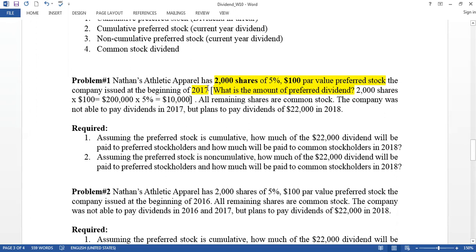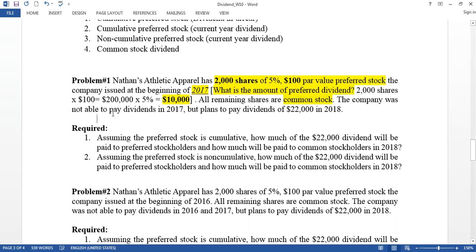Today is 2017. Look at here. You buy these shares and you know your dividend. This is the dividend you already know. Clear? All remaining shares are common stock. So 2,000 shares are only preferred stock and all remaining shares are the common stock. So we have two types of shares here, preferred stock and common stock.